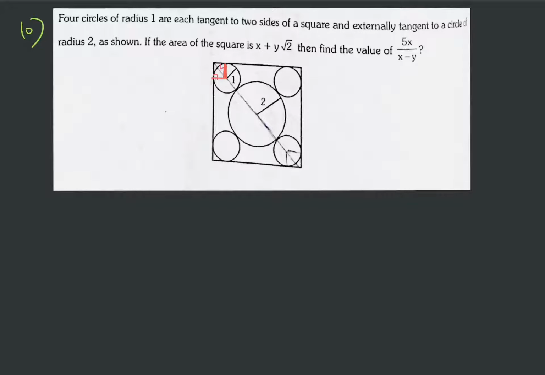Okay, this is perpendicular. So this distance, that is the vertex to center of this circle, this is √2. Okay, so this is √2, this is also √2, and this is 1, this is 1, and this is 2 plus 2, which is 4. So √2 plus 1 plus 2 plus 2 plus 1 plus √2 is nothing but diagonal of square. So diagonal of square is √2 times the side of square.